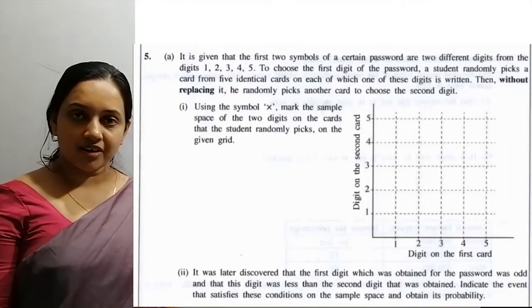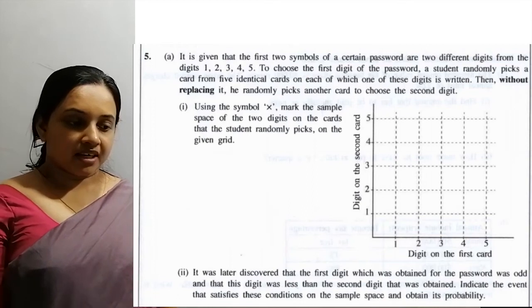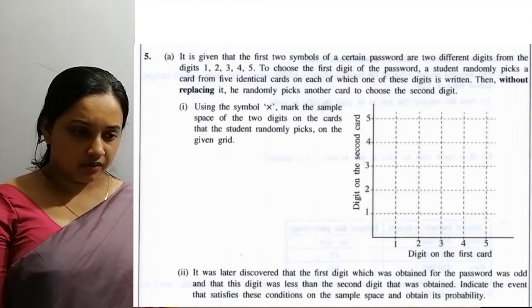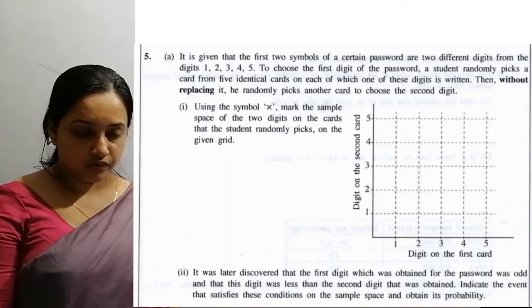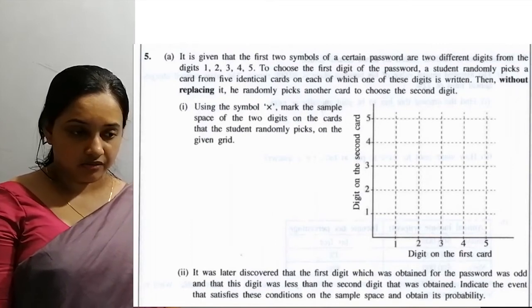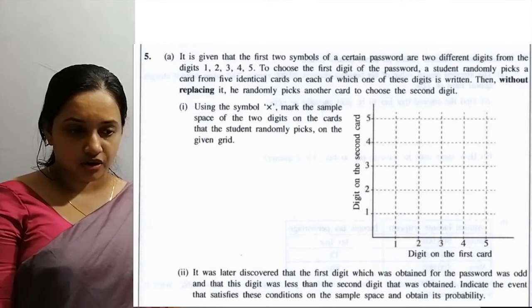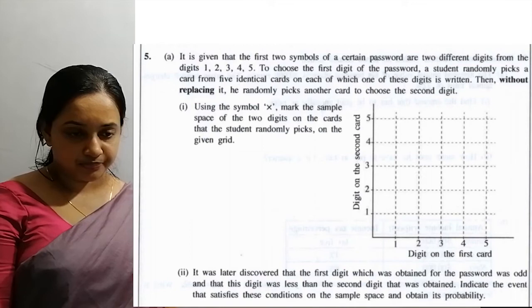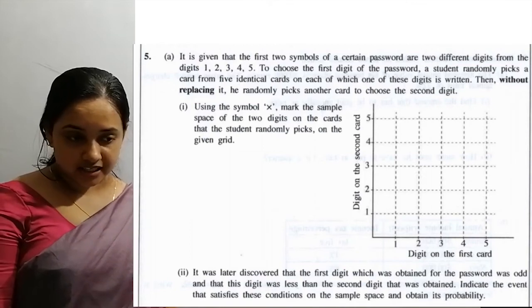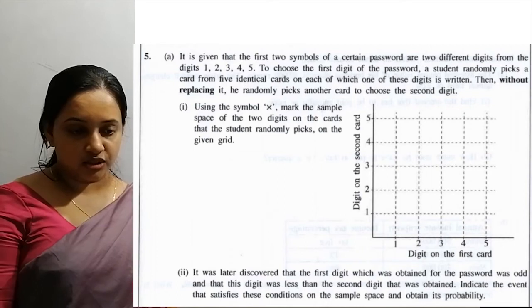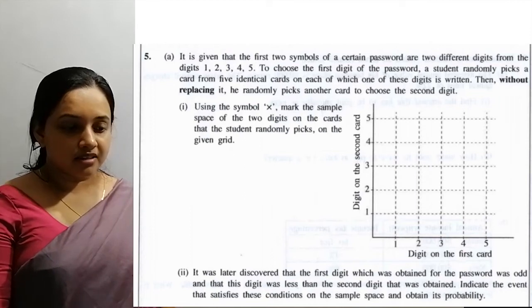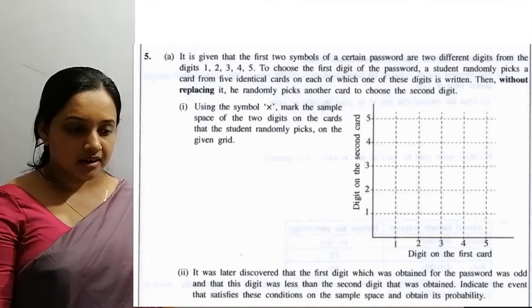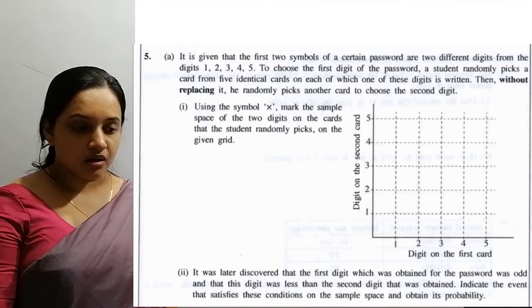Then look at question number 5. Part A. It is given that the first two symbols of a certain password are two different digits from the digits 1, 2, 3, 4, 5. To choose the first digit of the password, a student randomly picks a card from 5 identical cards, on each of which one of these digits is written. Then, without replacing it, he randomly picks another card to choose the second digit. Using the symbol of a cross, mark the sample space of the two digits on the cards that the student randomly picks on the given grid.